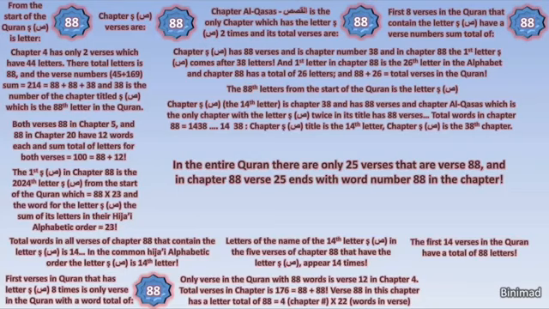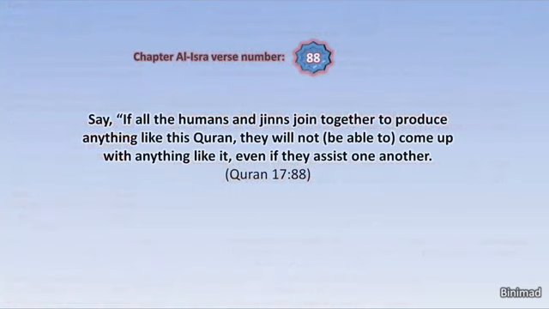Nothing can be more appropriate than to end with verse 88 in chapter Al-Isra. Say, if all the humans and jinn join together to produce anything like this Qur'an, they will not be able to come up with anything like it, even if they assist one another.